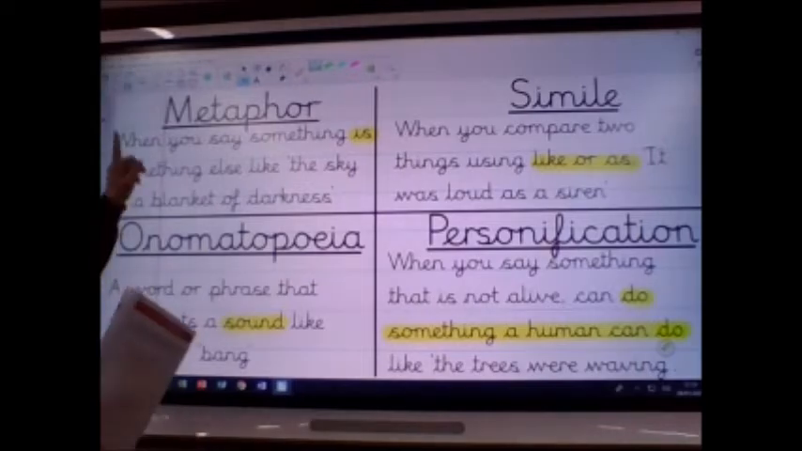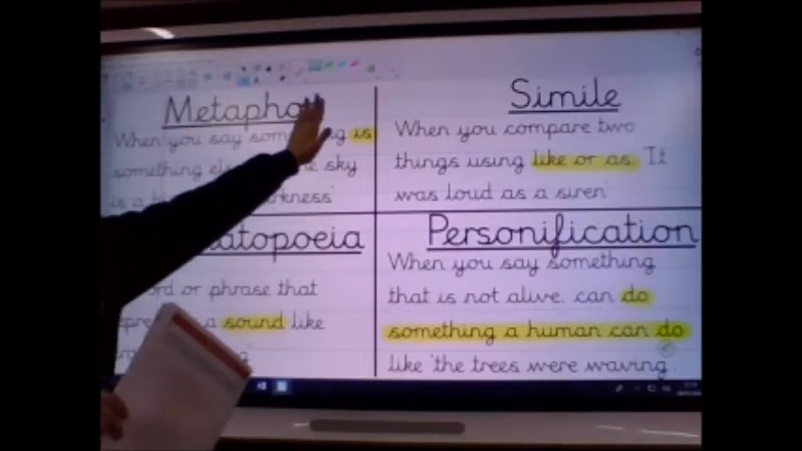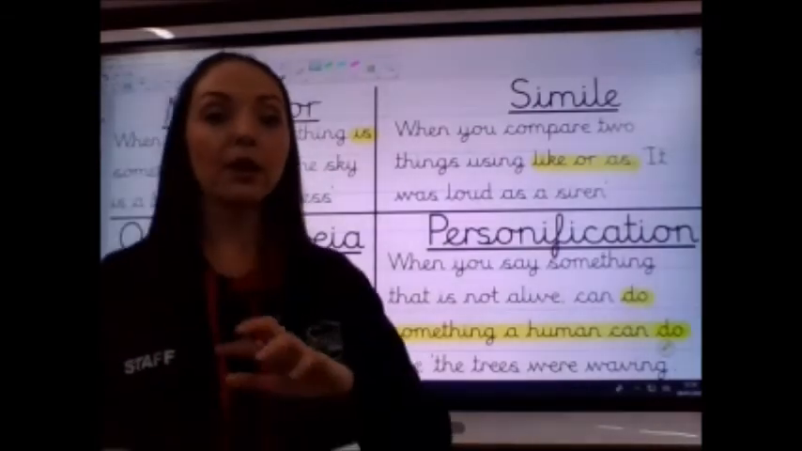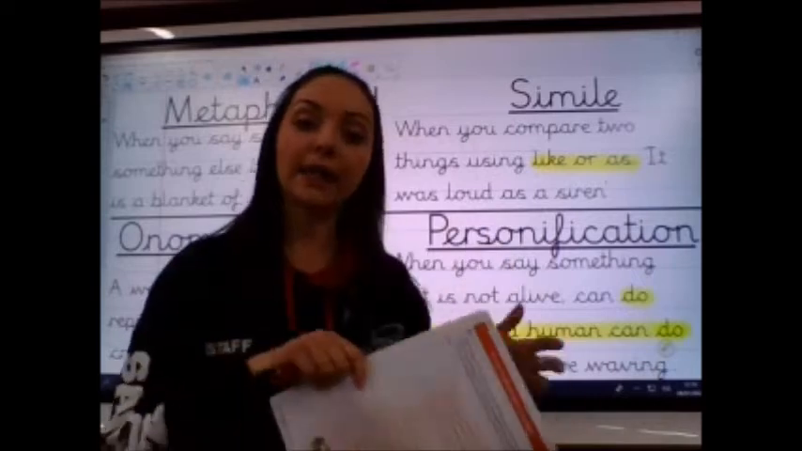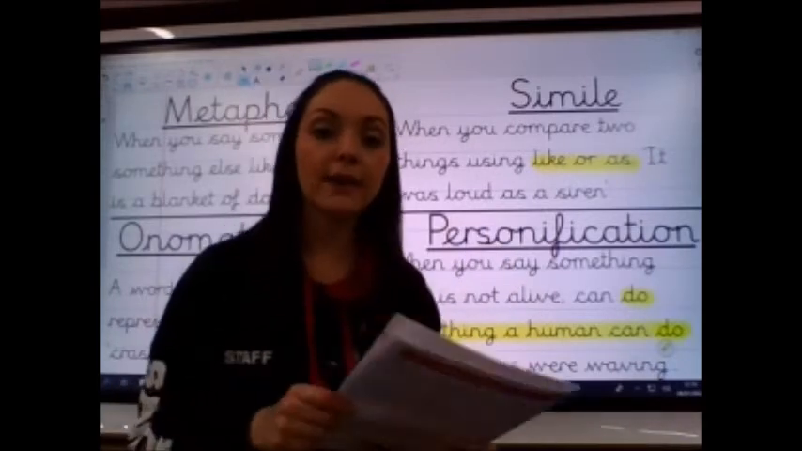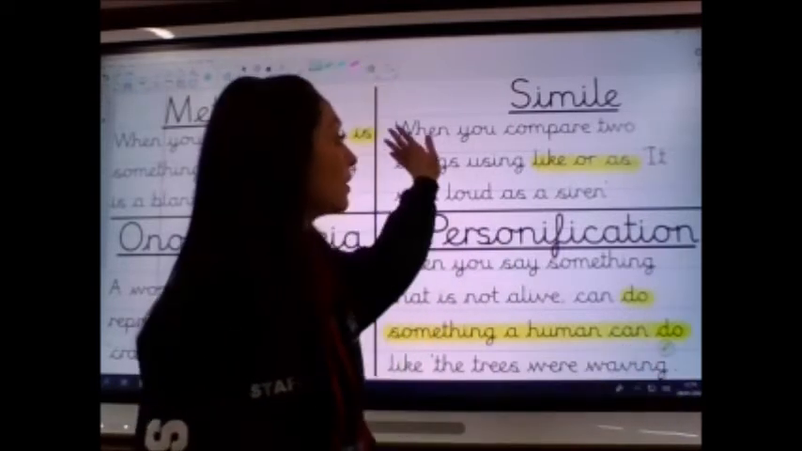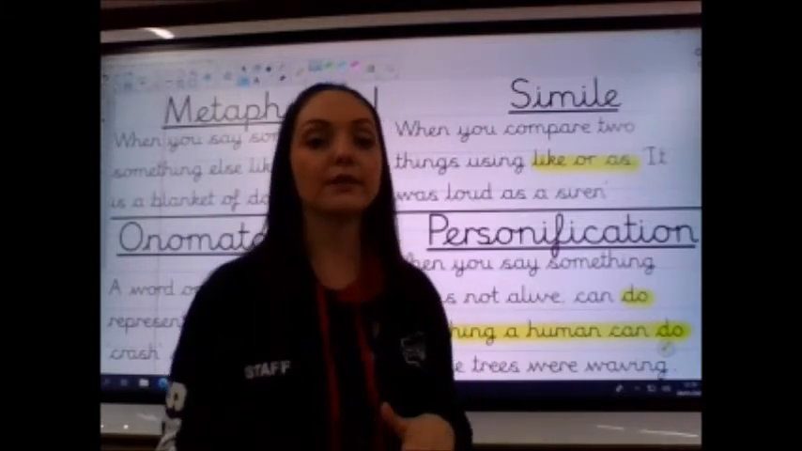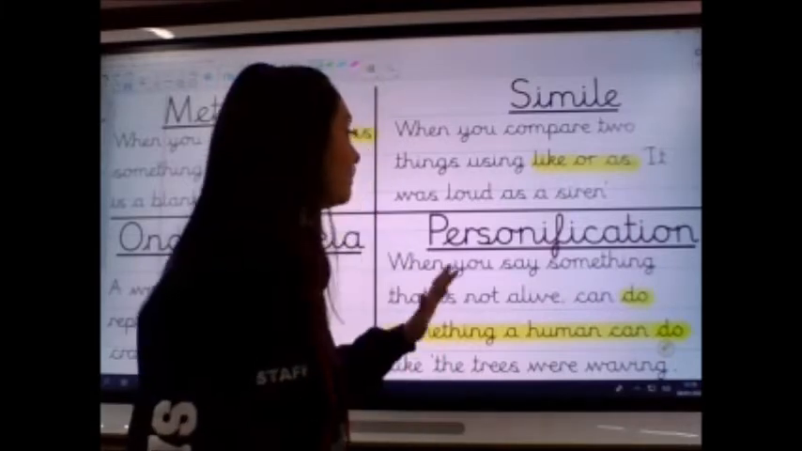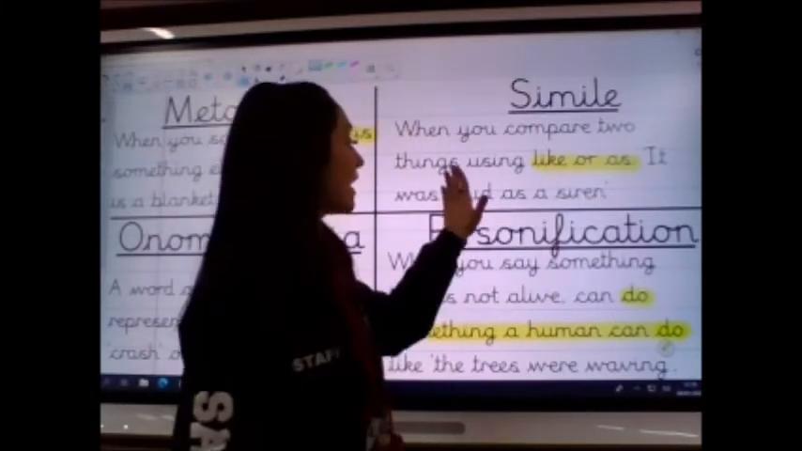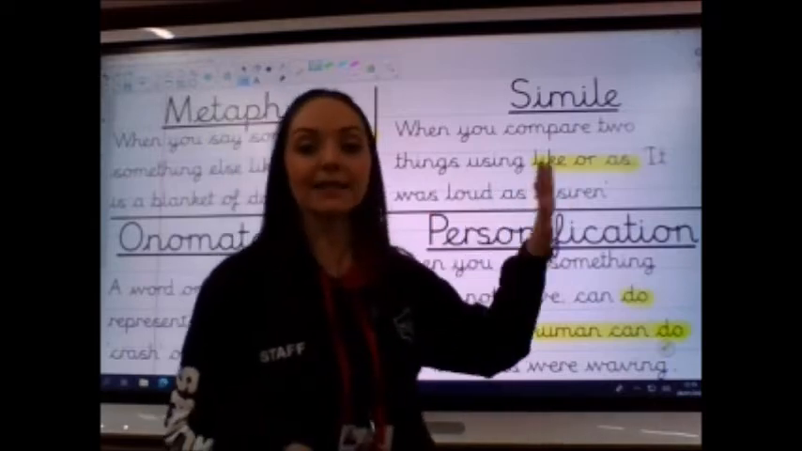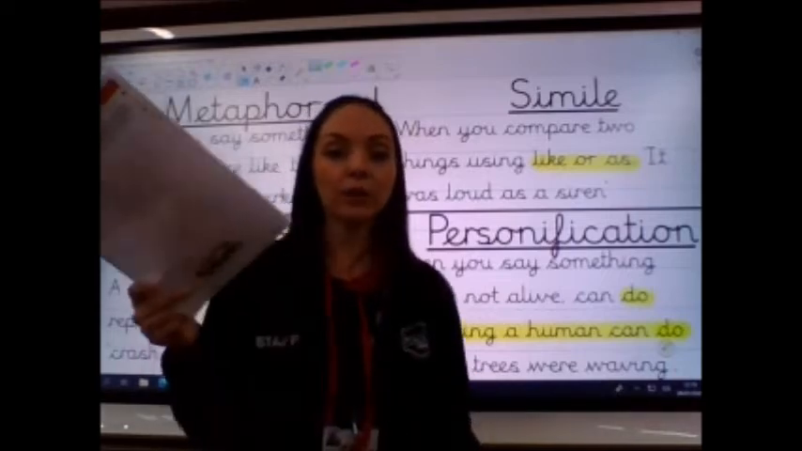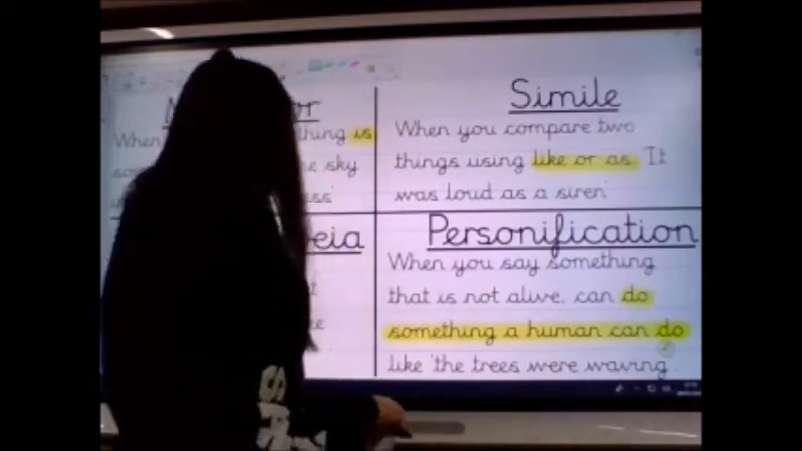So remember, a metaphor is when you say something is something else. For example, the sky is a blanket of darkness. A simile then is when you compare two things using like or as. We did lots of work on similes last week, so I'm sure you've remembered that one. For example, it was as loud as a siren. So we've used as to compare how loud something is with a siren.